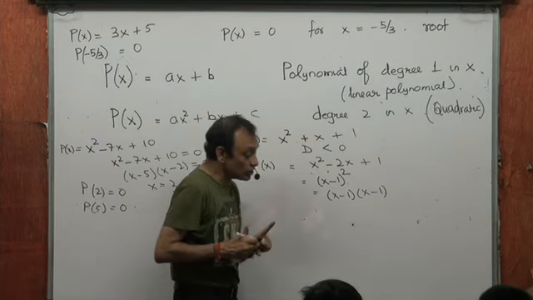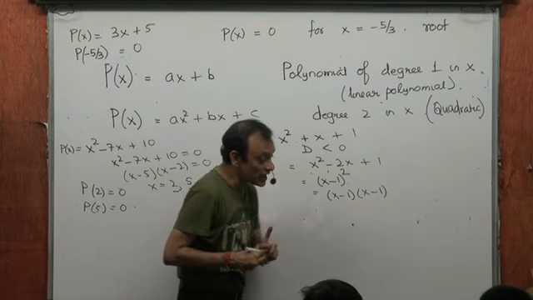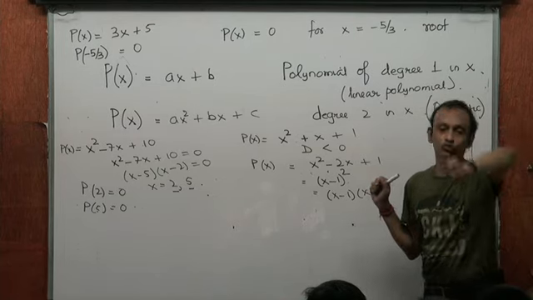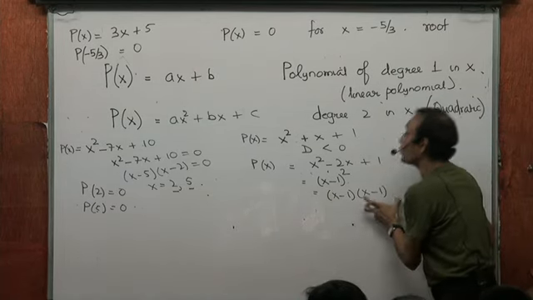Now, understand the difference between roots and solutions. This will become 0 at x equal to 1. That means this equation, when equated to 0, will give me one solution, x equal to 1, but two roots. These are two coincident roots.